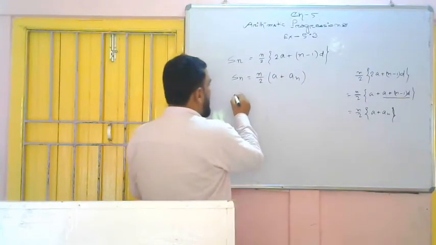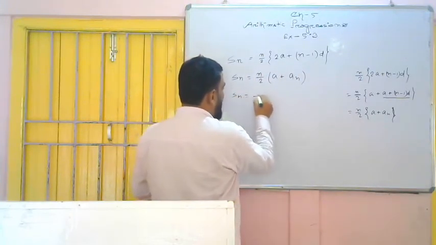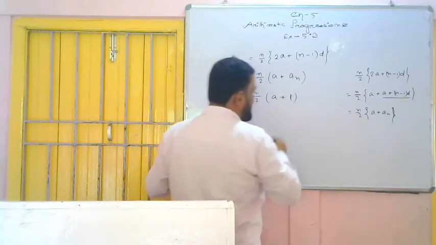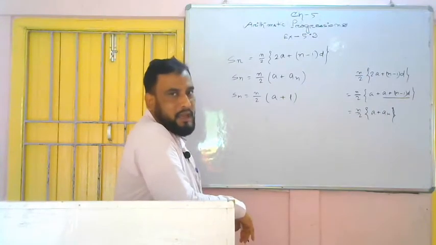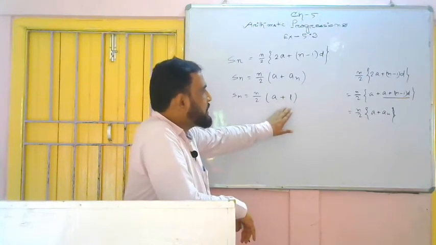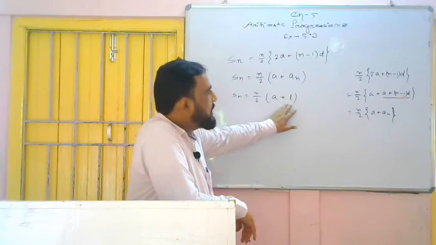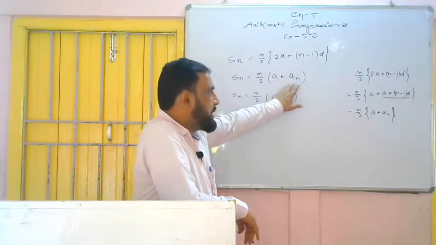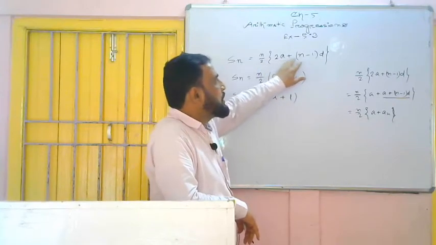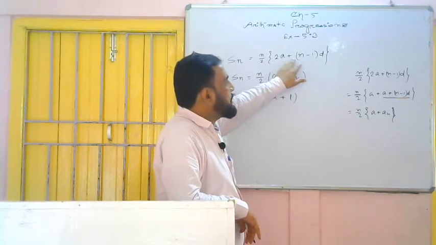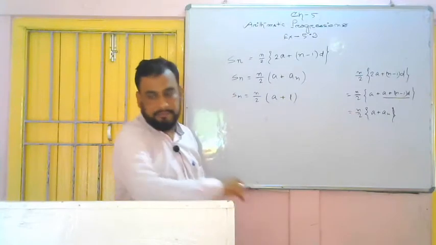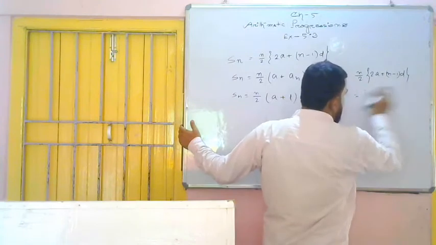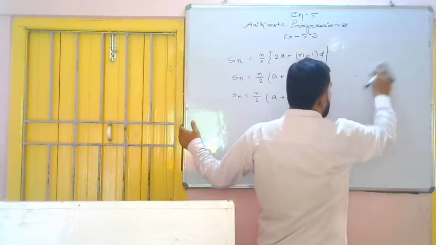Another formula to find Sn is n by 2 into a plus l. When the last term is given, we use the formula a plus l, and when an is given, then a plus an, and the main formula is n by 2 into twice a plus n minus 1 into d. So using these formulas we will continue this exercise.